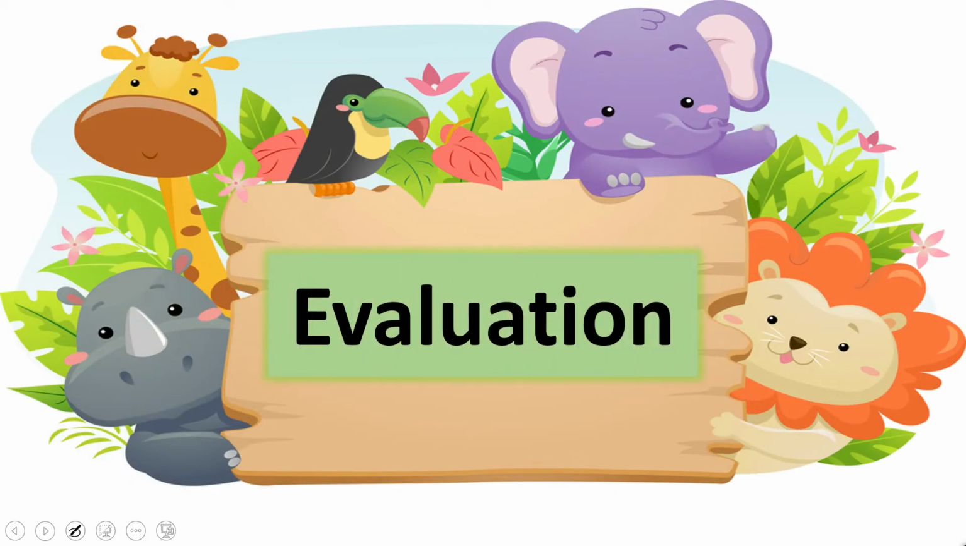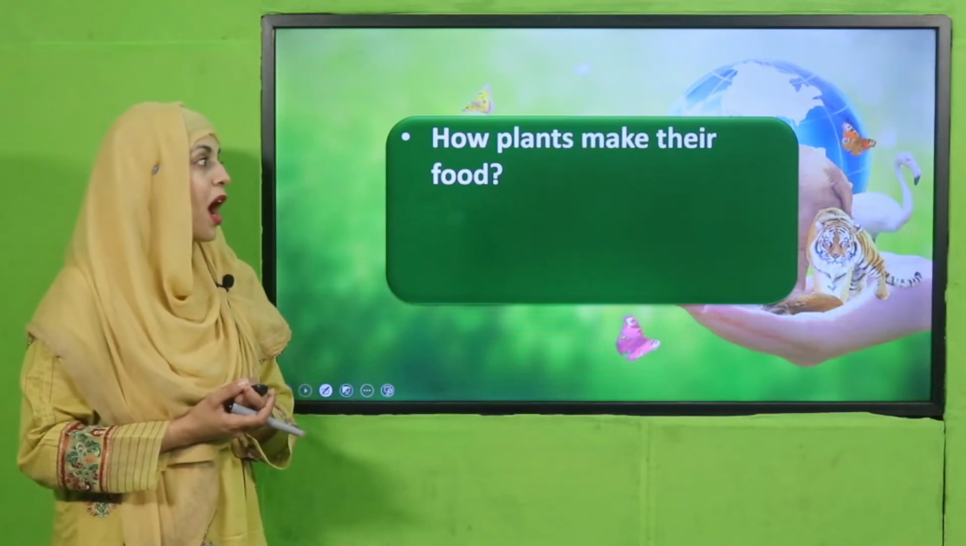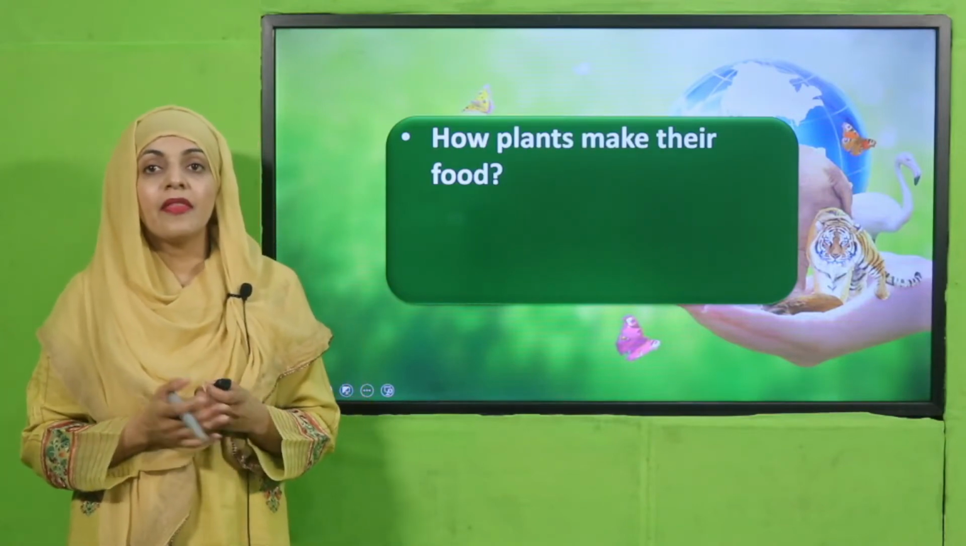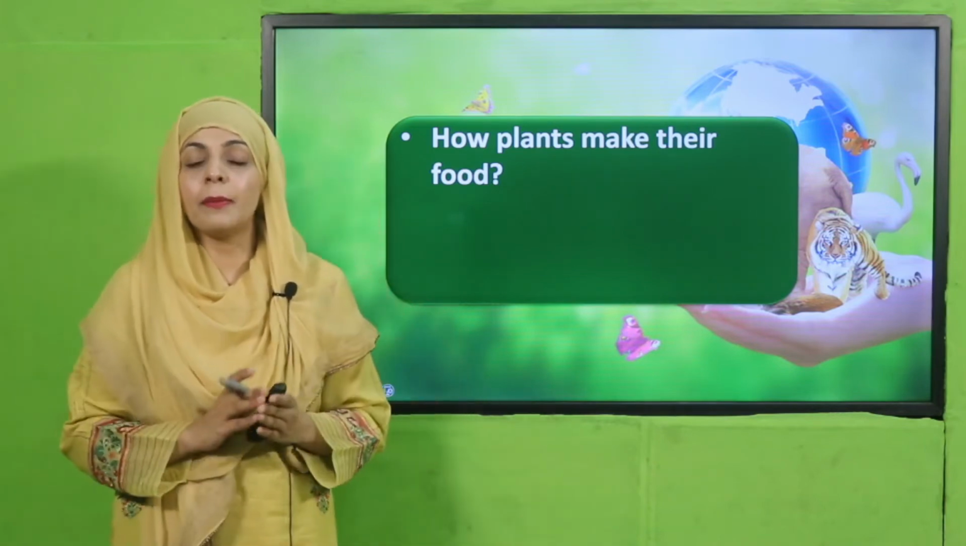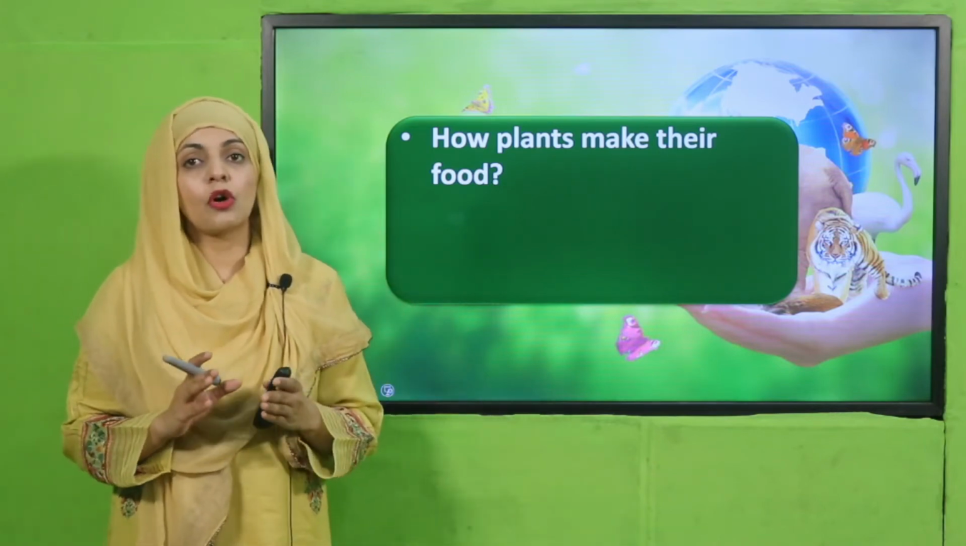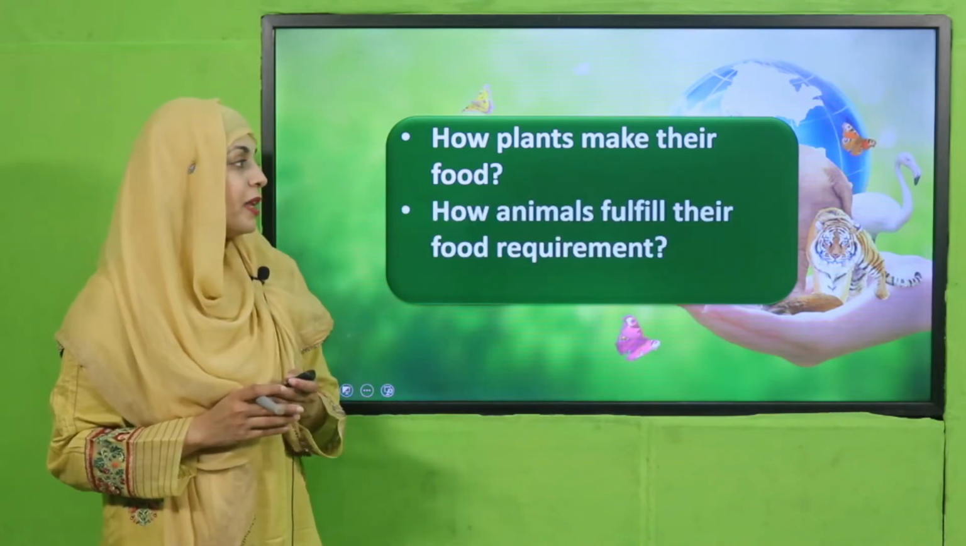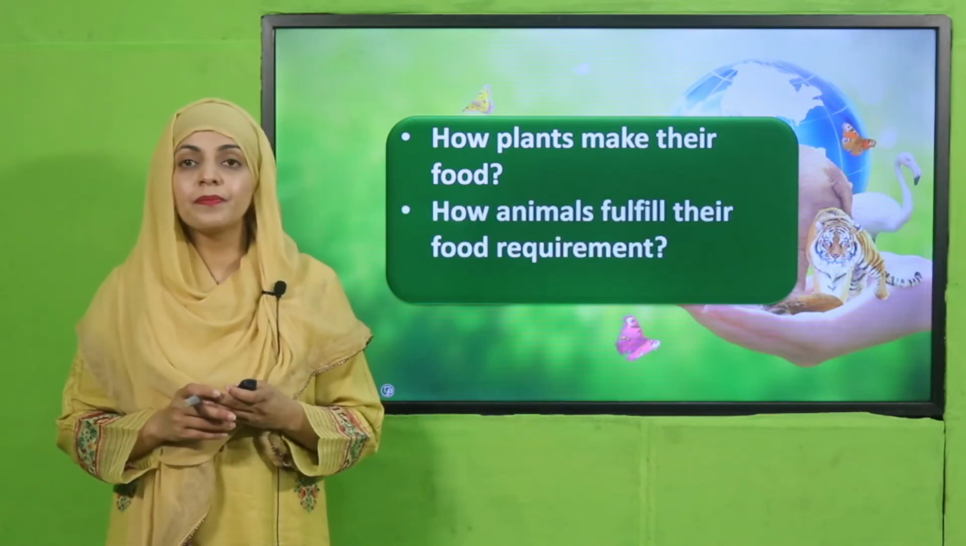Okay, my dear students, now is the time for evaluation. So listen to the questions very carefully and then answer them. So how plants make their food? They make their food in their leaves in the presence of sunlight, air and carbon dioxide, and the process is called photosynthesis. How animals fulfill their food requirement?